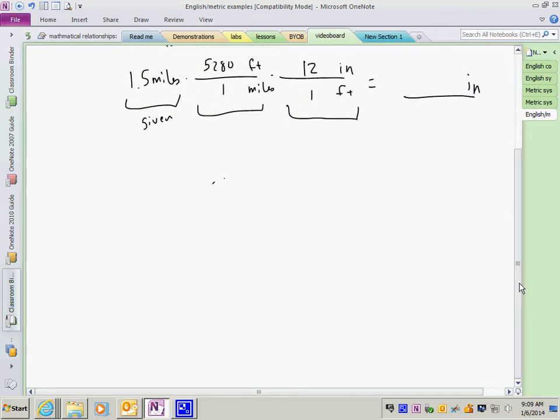Next, metric system example. Okay, let's say we have 500 grams. Okay, of something. It could be anything. Let's say 500 grams of water. Okay, how many milligrams do we have?